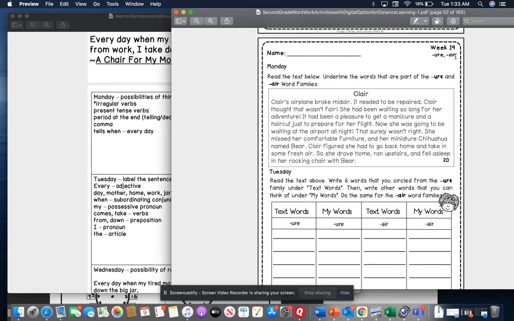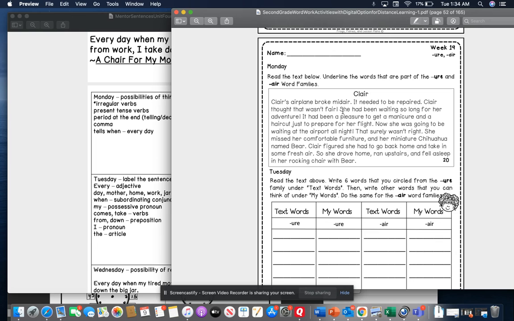And A-I-R, like in chair, would make the air sound. So A-I-R by itself, like the air, is spelled this way. So your and air are the two phonics rules that we're learning. So you know that when you see these in a sentence, that's the sound that they're going to make when you see these three letters together.